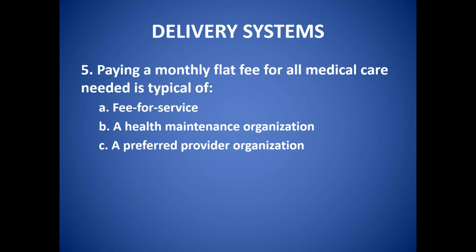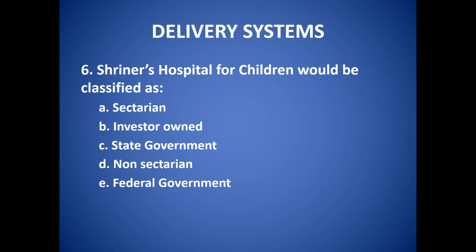Question number 5. Paying a monthly flat fee for all medical care needed is typical of A, fee-for-service, B, health maintenance organization, C, preferred provider organization. Sixth question. Shriners Hospital for Children would be classified as A, sectarian, B, investor-owned, C, state government, D, non-sectarian, and E, federal government.